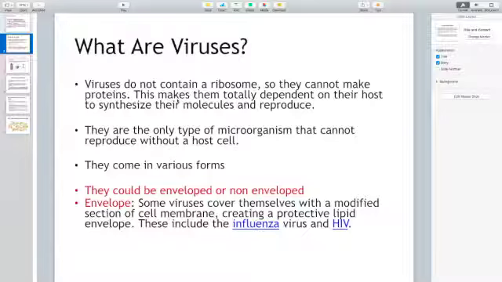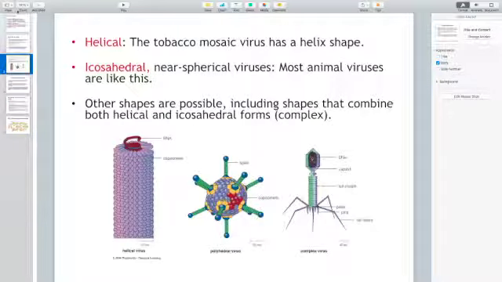They could also be enveloped or non-enveloped. If they are enveloped, we call them enveloped viruses. They cover themselves with a modified section of a cell membrane, creating a protective lipid envelope. Remember, they acquire that while leaving the host cell. Some examples of enveloped viruses are influenza and HIV. This image is showing you three different forms of viruses: helical, polyhedral, and complex.